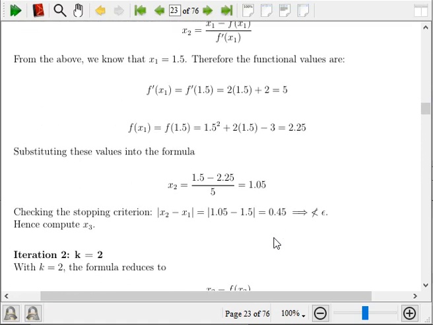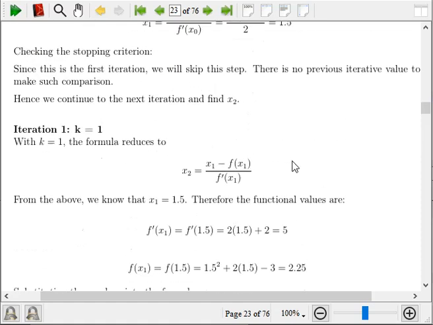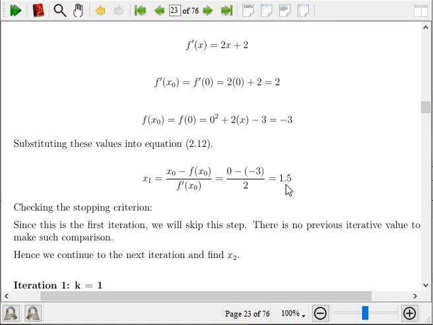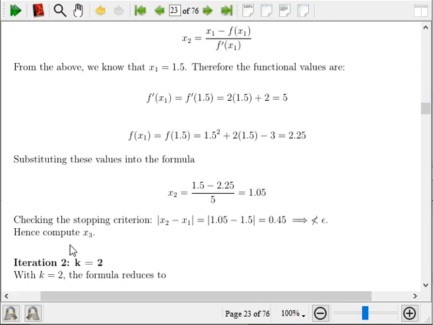We can check the stopping criterion at this point because we have iteration 1 and iteration 2. Solution x2 is 1.05 and x1 is 1.5. We subtract, and it is negative 0.45, but because of the absolute value, we get 0.45, and this is not less than epsilon. 0.45 is not less than 0.05. We must continue our iteration.